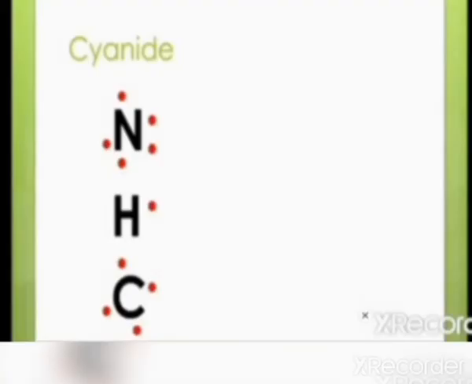Now another example is hydrogen cyanide. Cyanide consists of carbon, hydrogen and nitrogen. Nitrogen has 5 electrons in its outermost shell. Hydrogen has 1 and carbon has 4. Carbon is the central atom because it needs the maximum number of electrons to be shared. Therefore, it will be placed at the center.